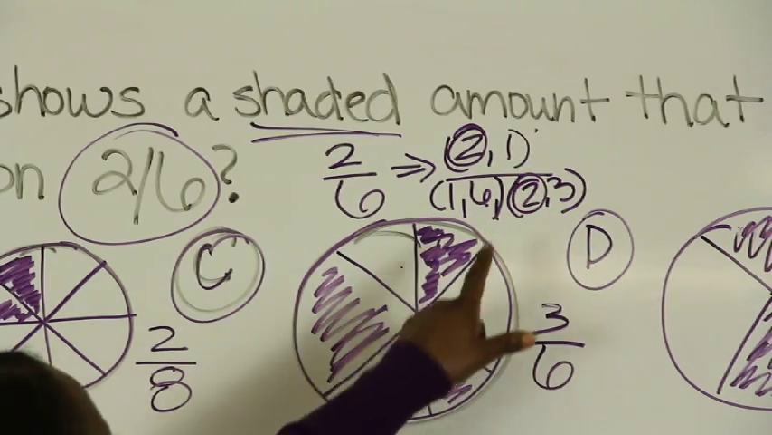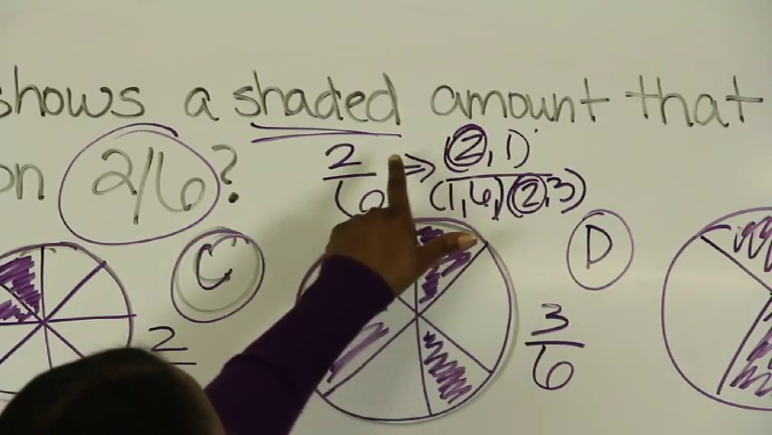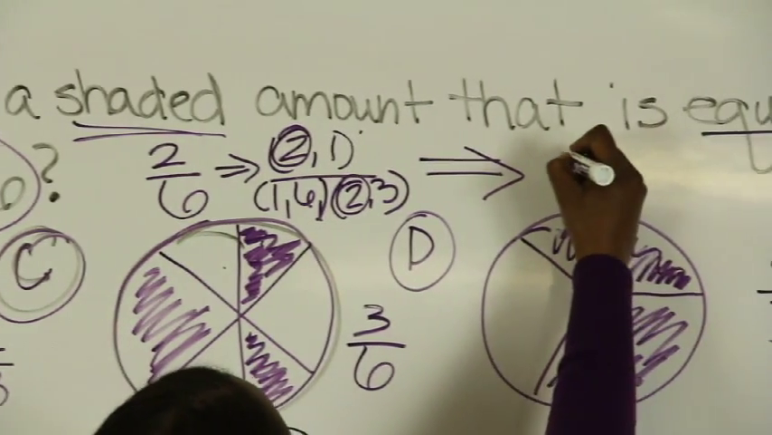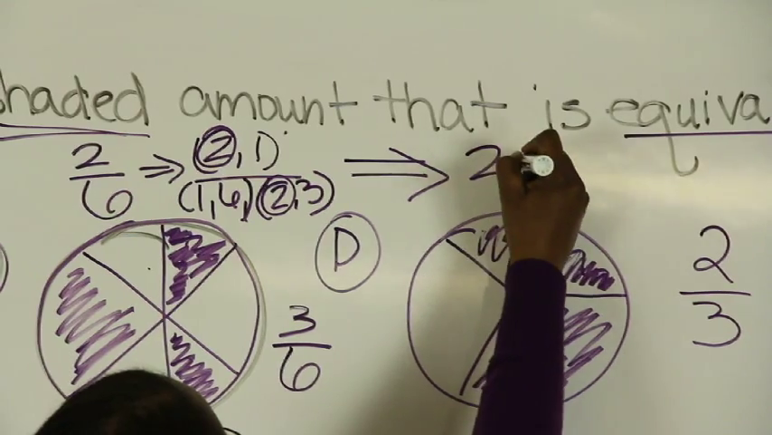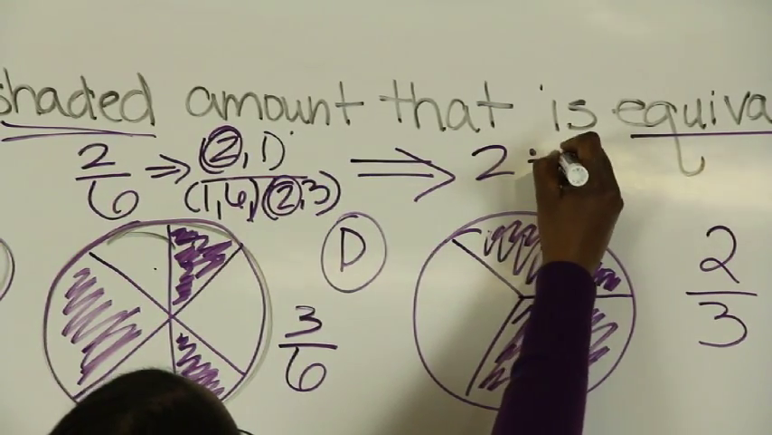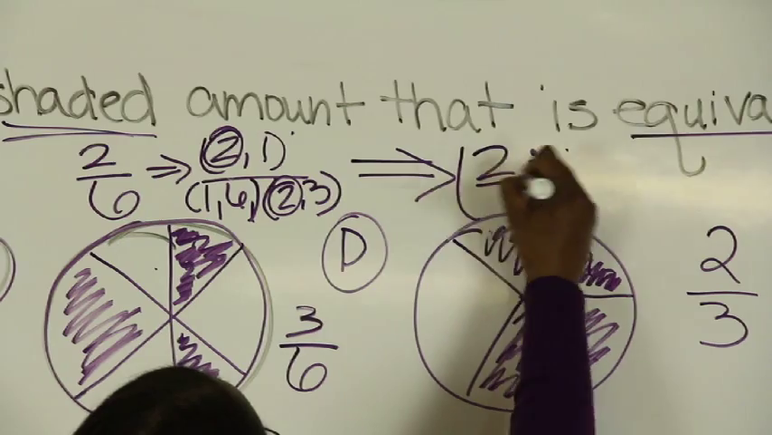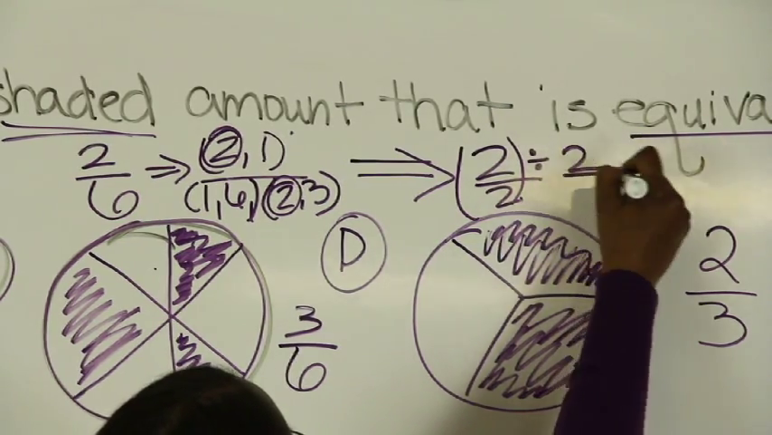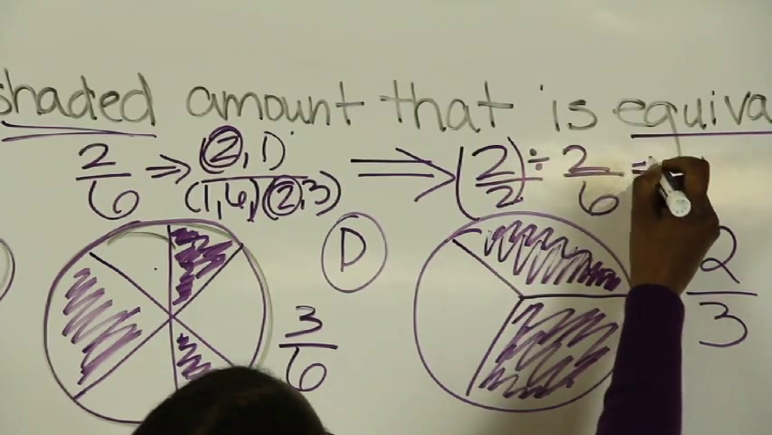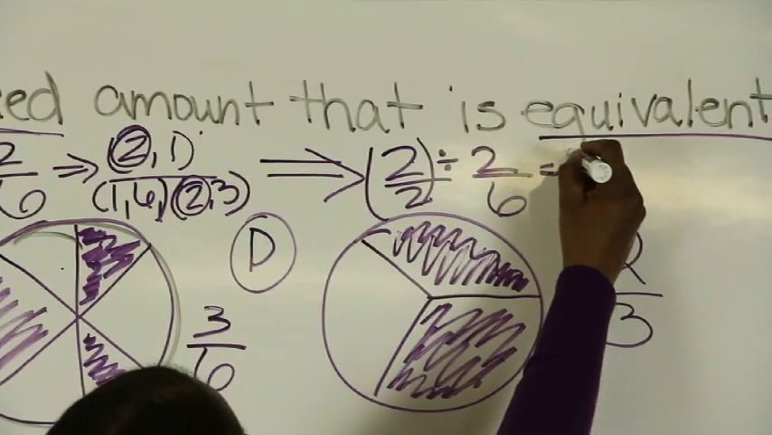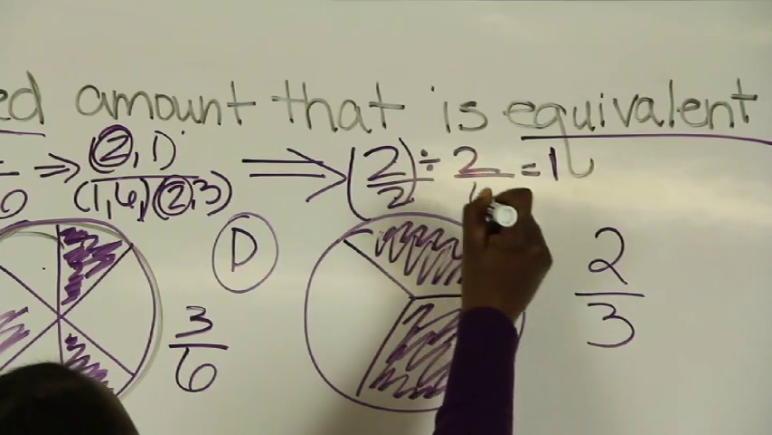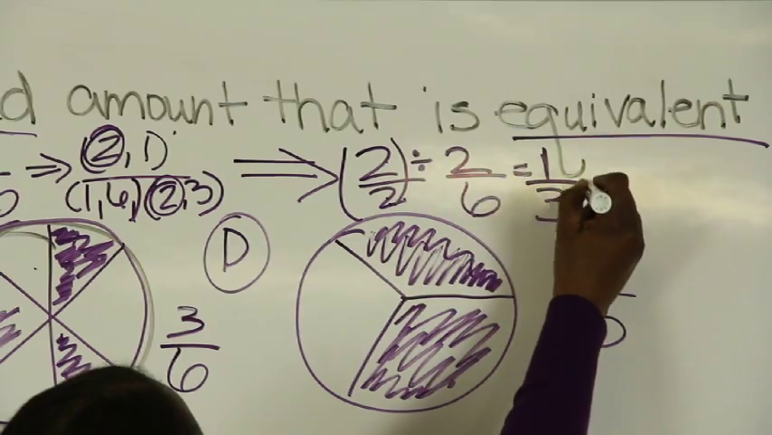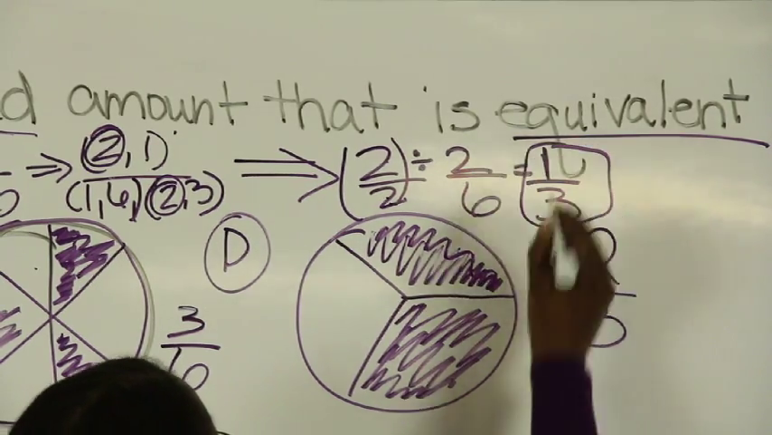And so we can go over here, and we can do 2 divided by, this is our factor that we're going to use, 2 divided by 2 and 6. 2 divided by 2 is 1. And if you have 6 divided by 2, it's going to be 3. So here's an equivalent. We can see if that'll work for us.